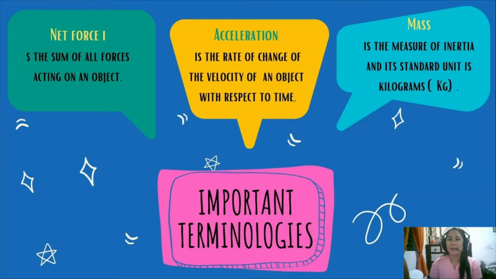And then the last one is mass. Mass is the measure of inertia and its standard unit is the kilogram. Kasi nabanggit natin in our last video that the greater the mass, the greater its inertia. The lesser its mass, the lesser its inertia. Okay, don't be confused with that.